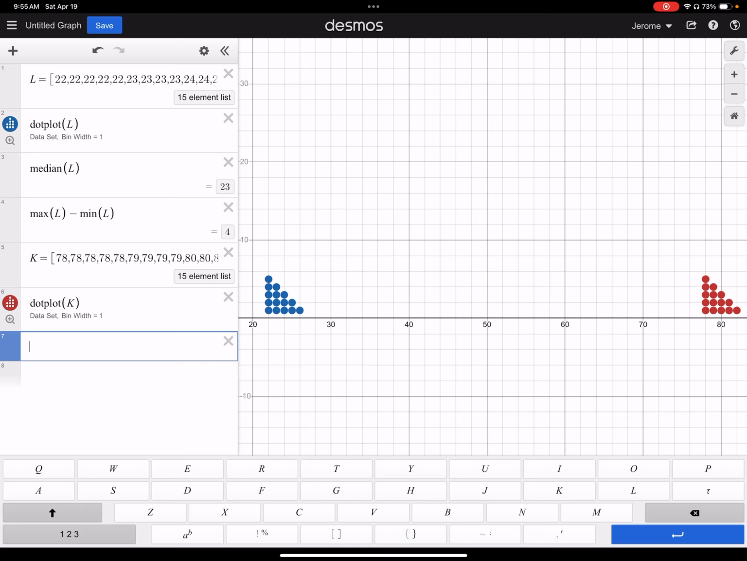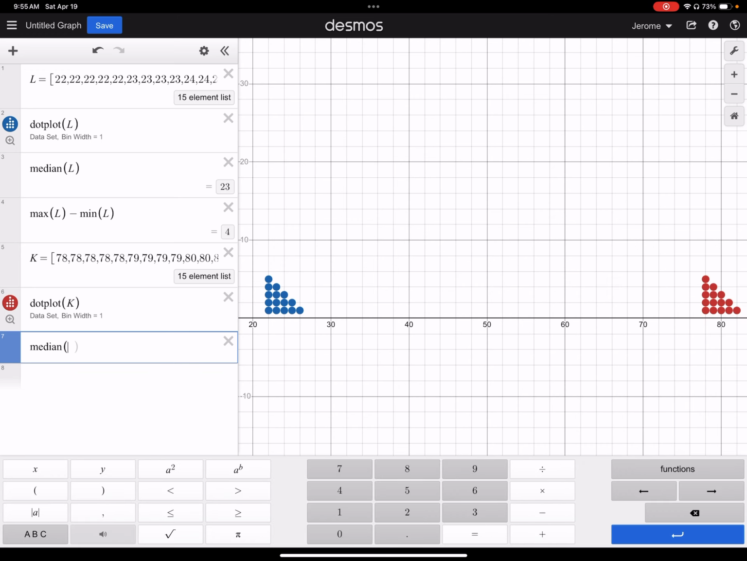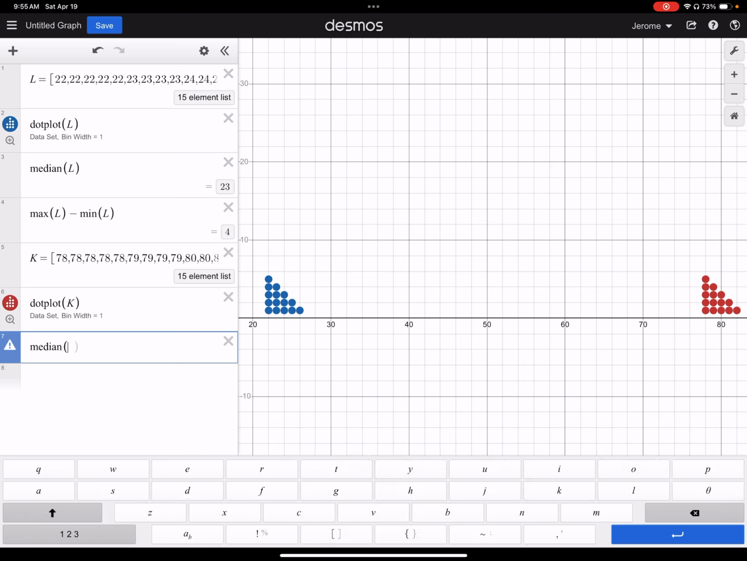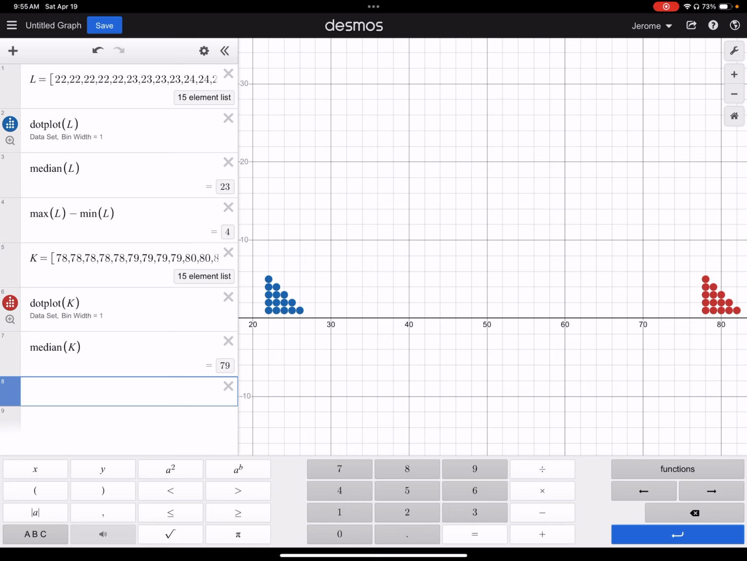So let's do the whole median bit. Coming back over here to functions or typing in the word median, I will see that the median of K is not 23 as before. What did I want to do? I think I wanted to put K in there. That's right, it's 79. And then of course, if you just took your 79 and subtracted your 23, I wonder what number we'll get. Oh, it's that magic 56.